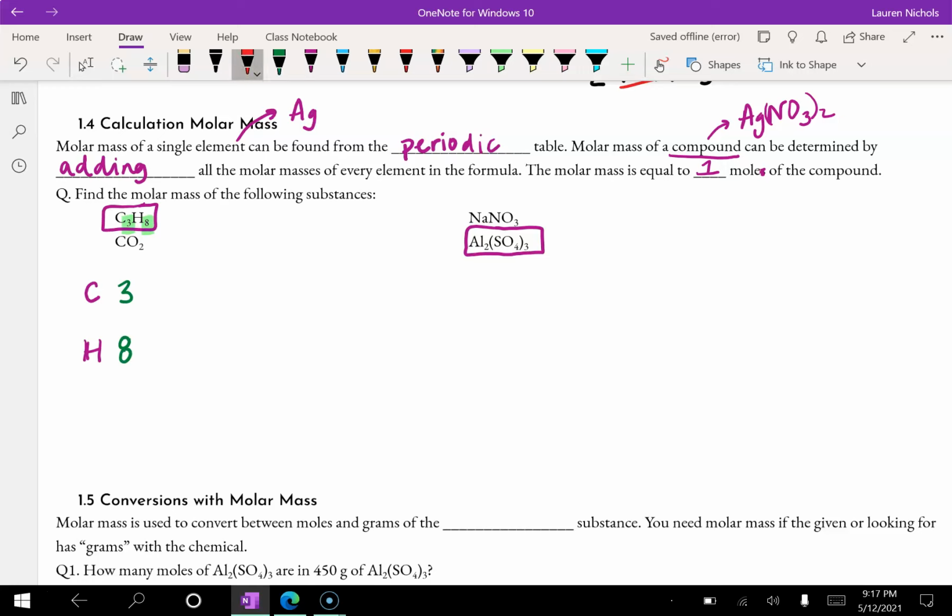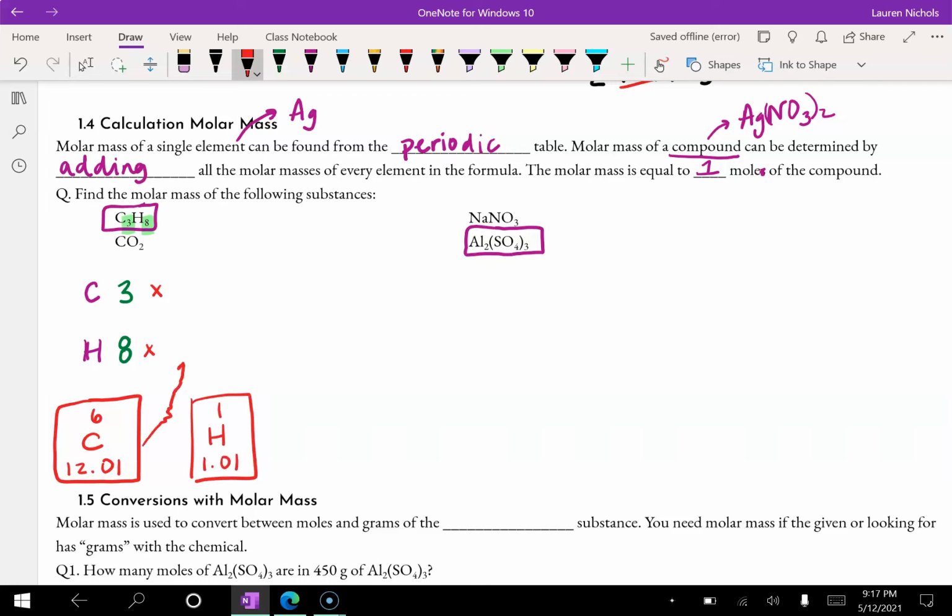And now we need to multiply by the molar mass of that single element by looking at our periodic table. Now, when you look at your periodic table, the carbon is number 6 on the periodic table, and it has a molar mass of 12.01. And hydrogen is number 1 on the periodic table and has a molar mass of 1.01. So those numbers at the bottom, sorry, I don't know why the pen was so weird on that arrow, that is what you use here. So carbon will multiply by 12.01 and hydrogen by 1.01.